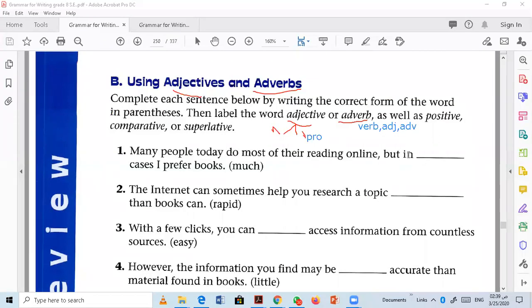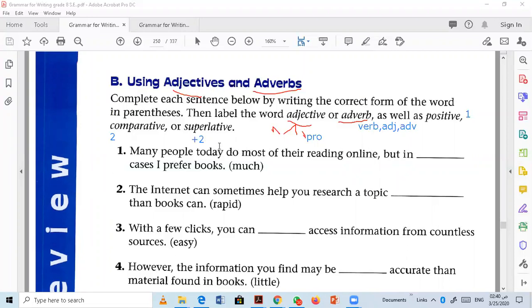So you need to label here the word that you need here, which is probably one of the forms of this word. Is it an adjective or an adverb? And is it positive or comparative or superlative? Positive if it describes one. Comparative if it talks about two things like taller, bigger, smaller, that's comparative. And it's superlative if it talks about more than two. Clear? Let's take an example.